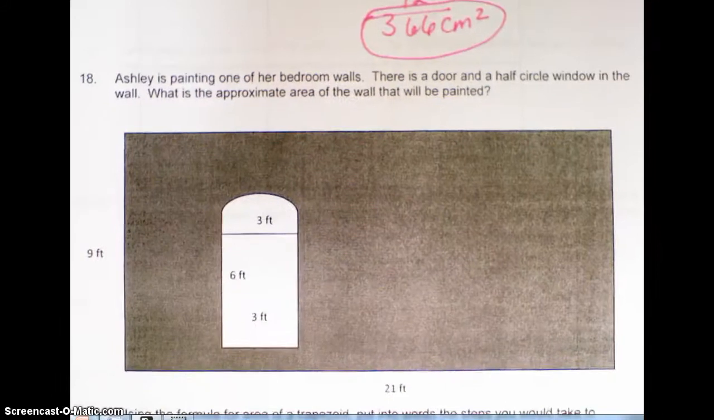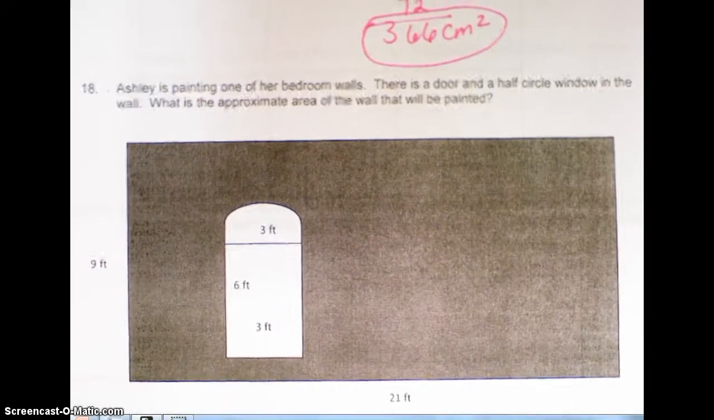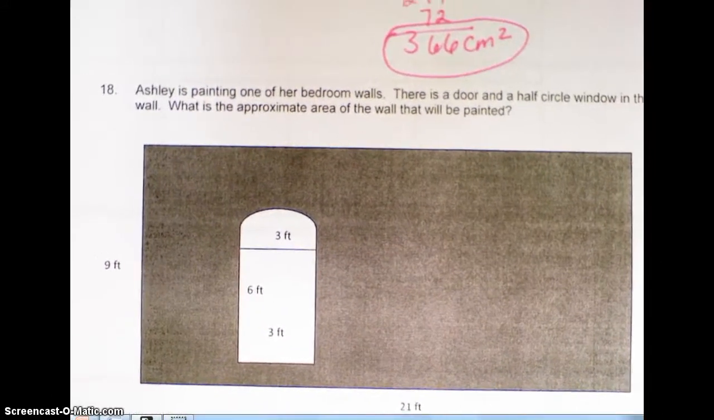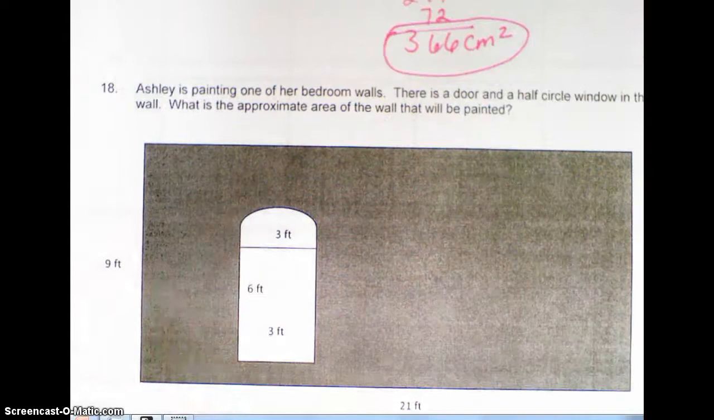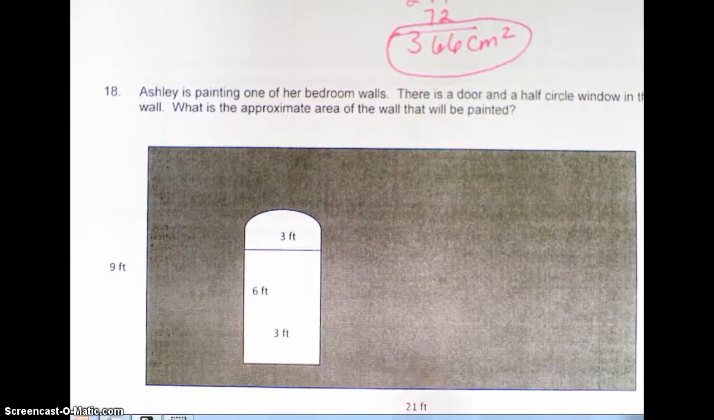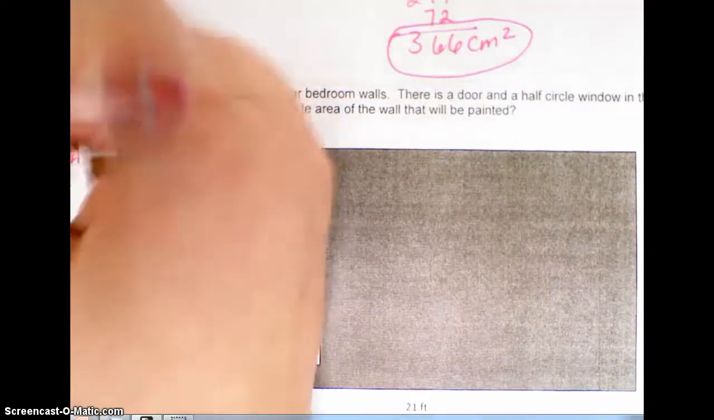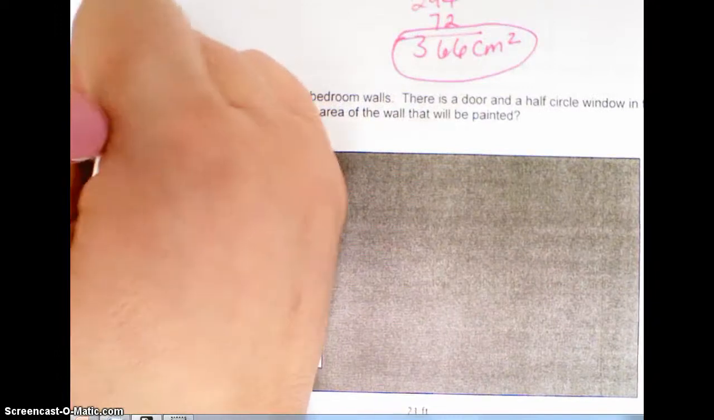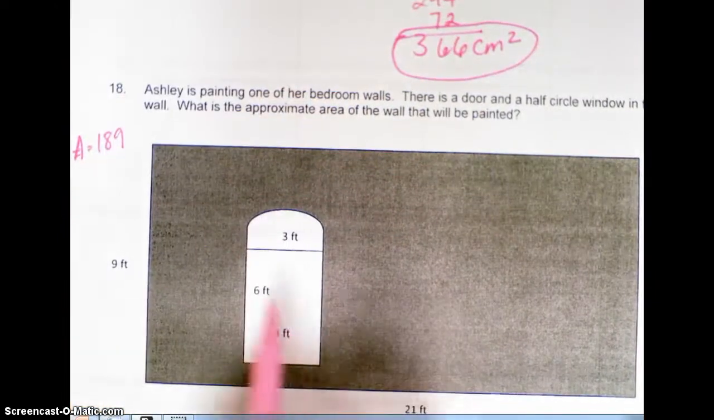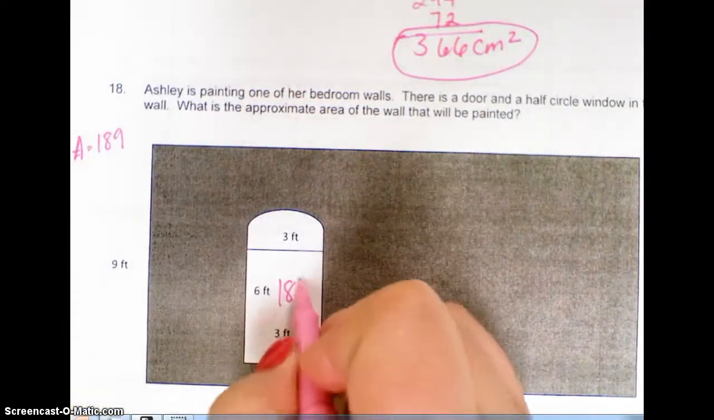Alright, number 18, and this problem just wasn't very nice. You do not have a problem like this on your CBA, just FYI. Ashley is painting one of the walls in her bedroom. There's a door and a half circle window in the wall. What's the approximate area of the wall that we painted? Okay, the area of the entire thing would be 9 times 21, which would be 189. Is that correct? So that's the entire area of the entire wall. The area of this part, the door, would be 18 feet squared.